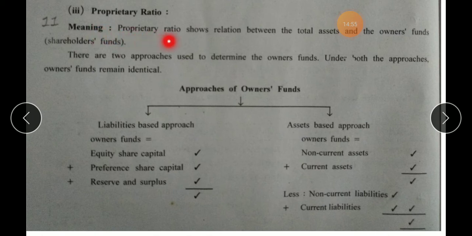proprietary ratio shows the relation between total assets and owner's funds. Again, you know both of these. You know total assets, you also know about owner's fund, that is shareholders' funds. Further, there are two approaches used to determine the owner's fund. Under both approaches, owner's funds remain identical. Whichever approach you apply, the answer remains the same.